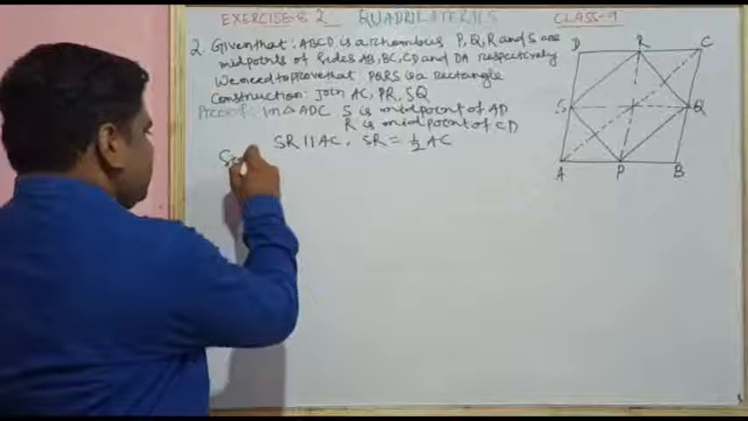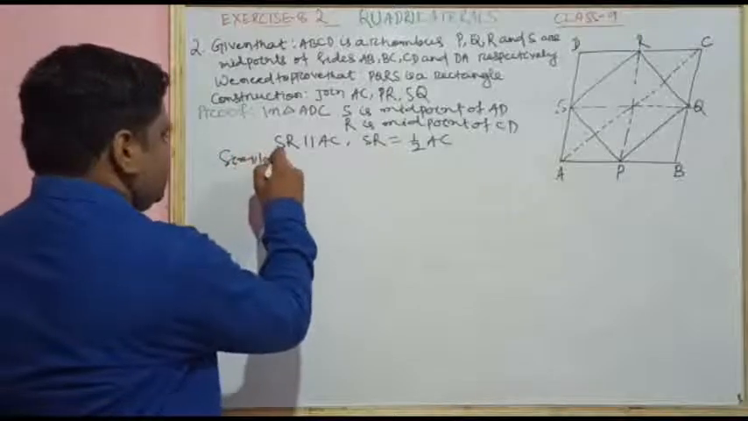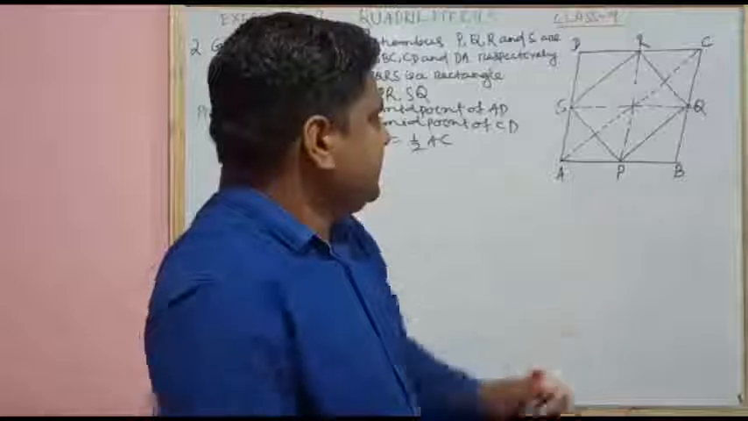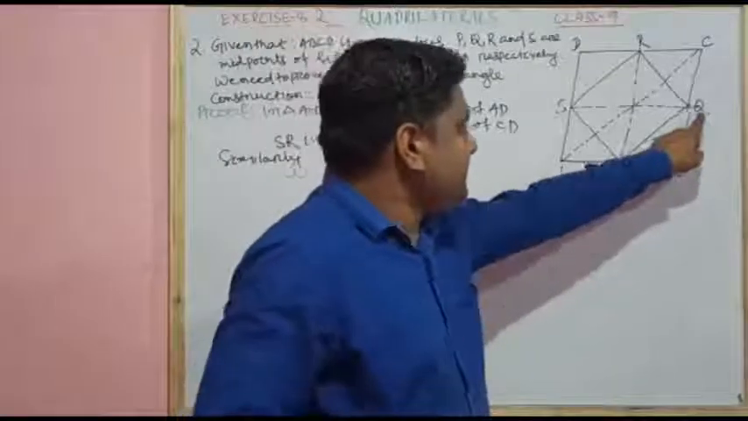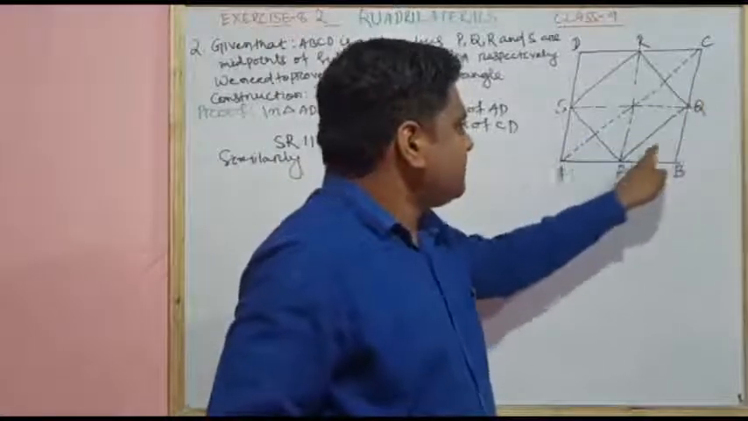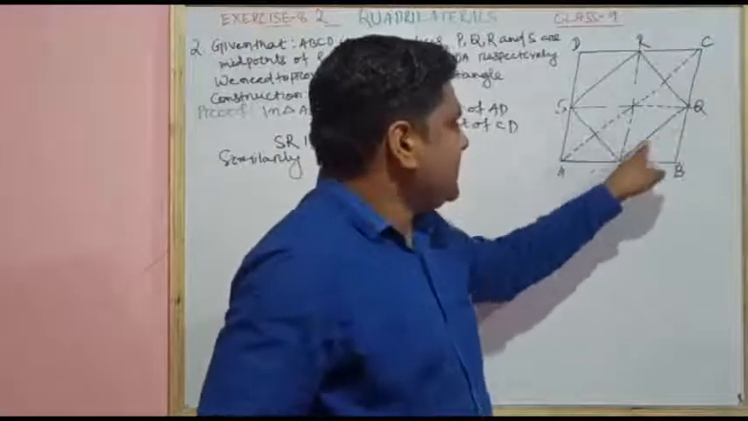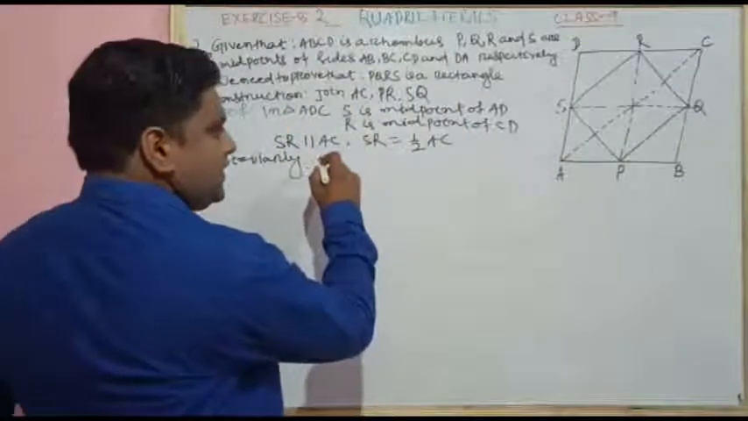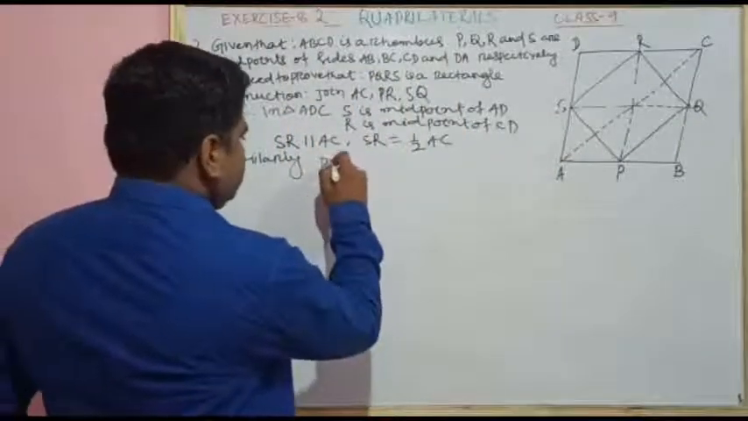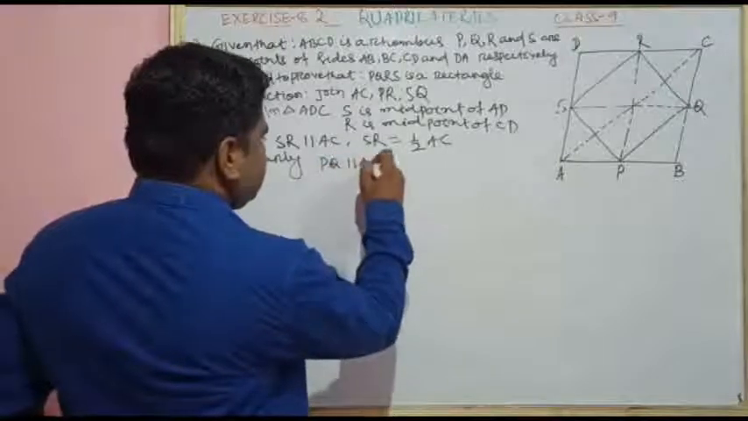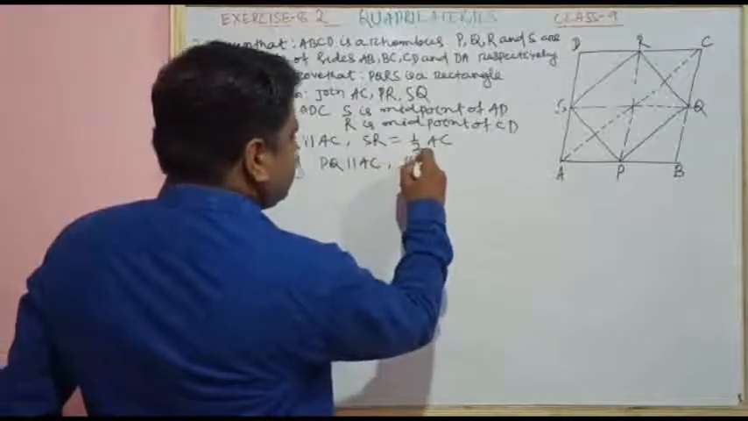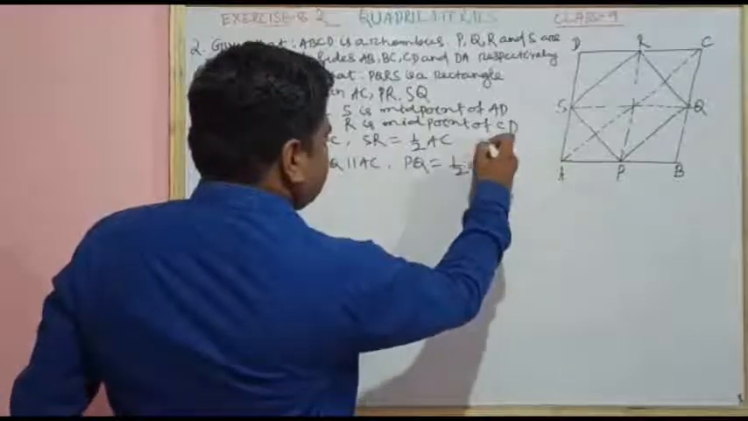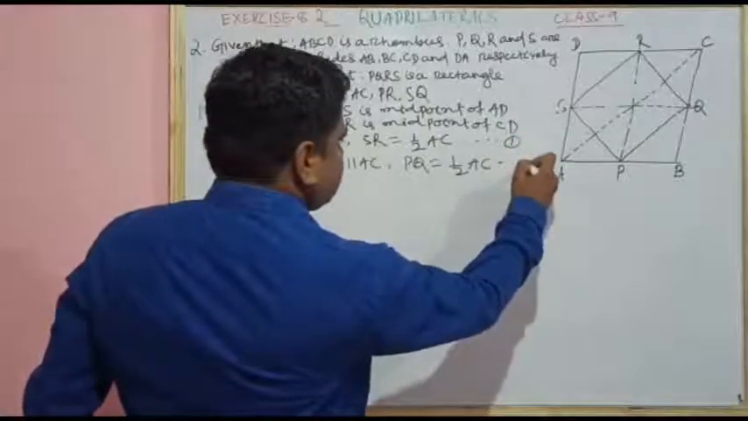Similarly, in triangle BAC, P is the midpoint of AB and Q is the midpoint of BC. So PQ is parallel to AC and PQ is half of AC. Similarly we can prove that PQ is parallel to AC and PQ is equal to half of AC. Let it be equation 1 and this is equation 2.